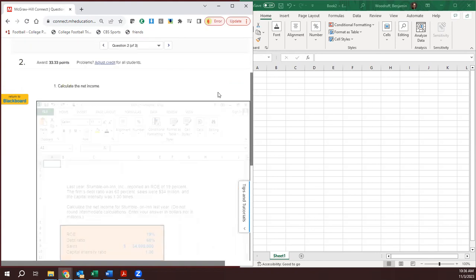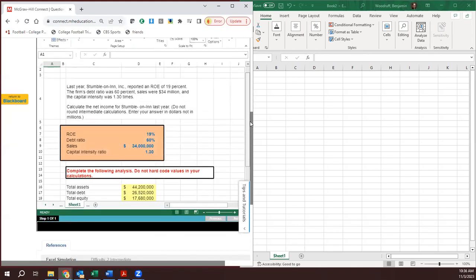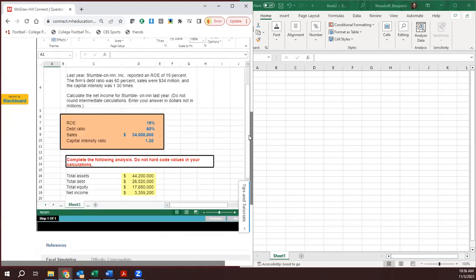With problem 2, we're going to calculate net income. So they tell me what the ROE, return on equity, is. They tell me what the debt ratio is. They tell me what my annual sales is for this period. And they tell me what my capital intensity ratio is, which is a ratio between assets and sales.